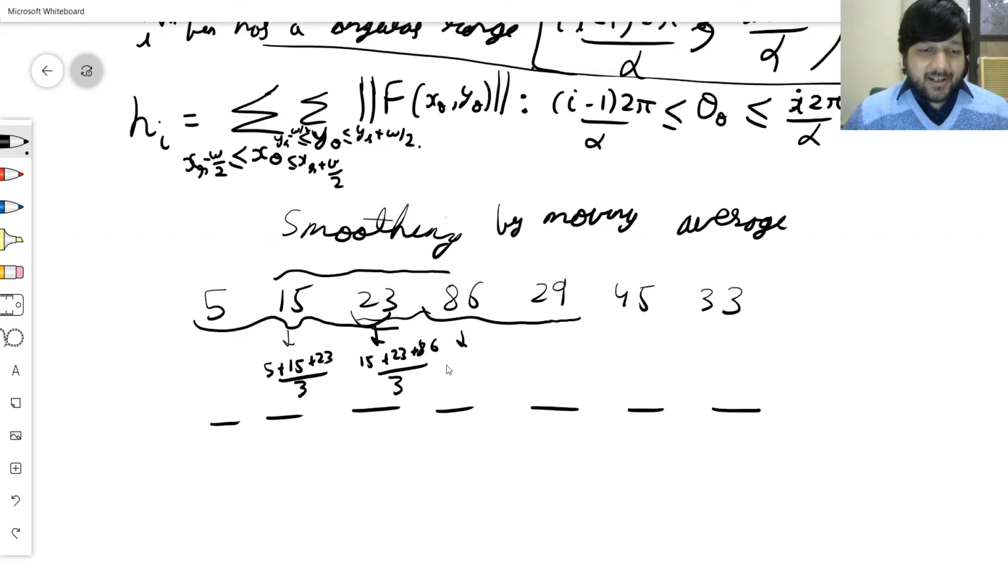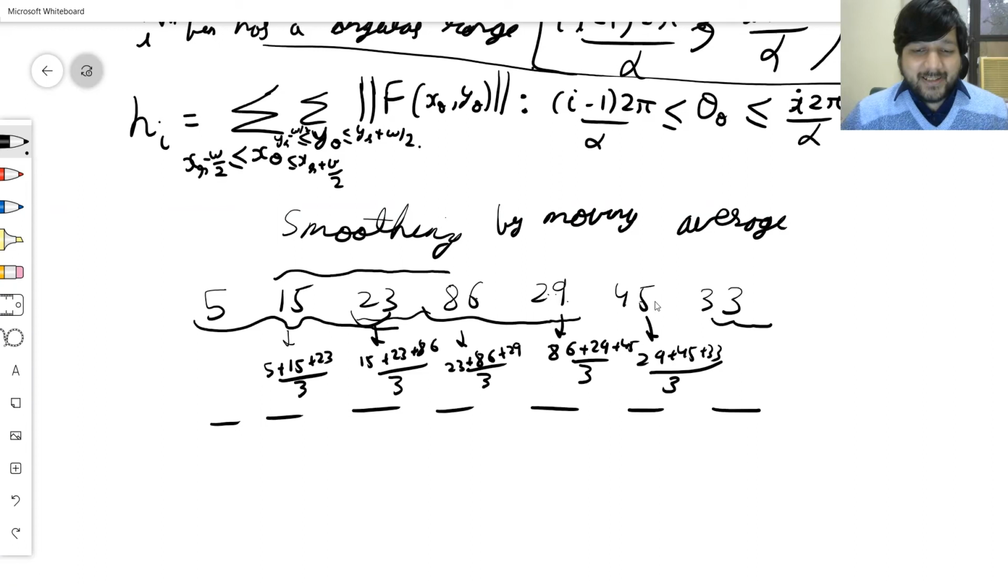This is going to become 23 plus 86 plus 29 divided by 3, and similarly a moving average of 3. So take the left one, take the right one, take the number itself, divided by 3. 86 plus 29 plus 45 divided by 3. 45 left, right, 29 plus 45 plus 33 divided by 3. 33: one left, 45 the number itself, 33 one right.